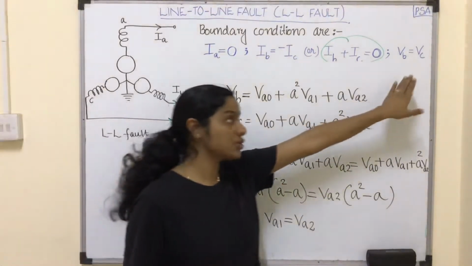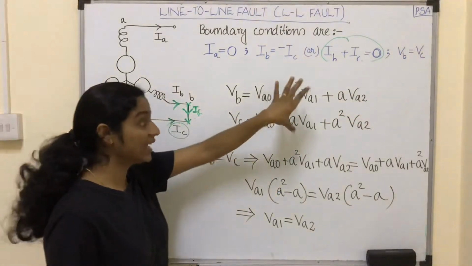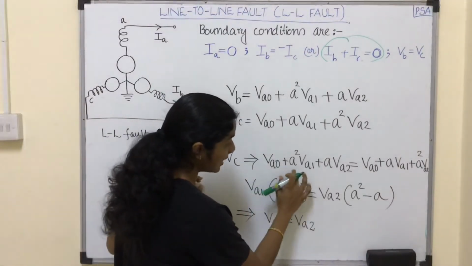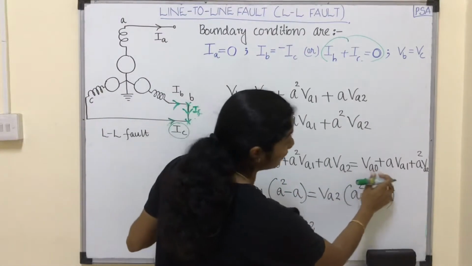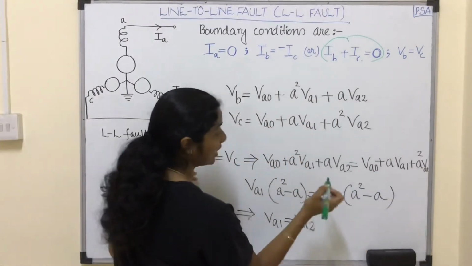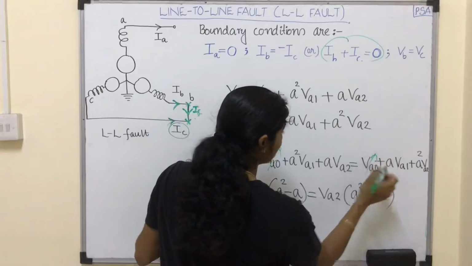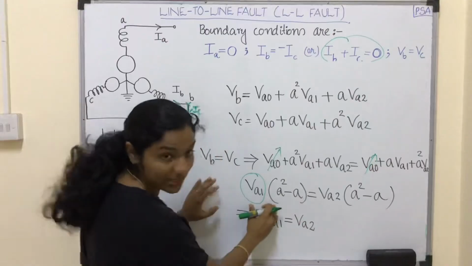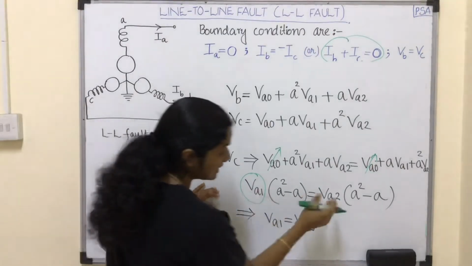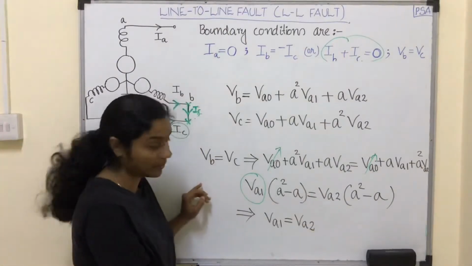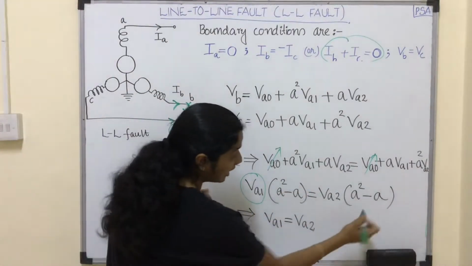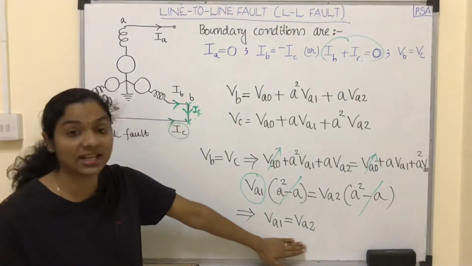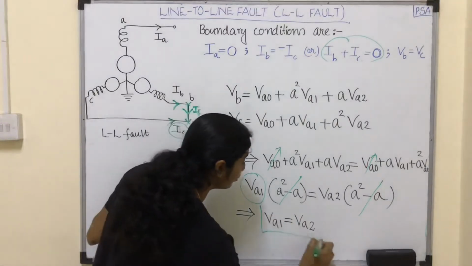Okay, with reference to this boundary condition, if I equate these two terms, VA0 plus A square VA1 plus A VA2 equal to VA0 plus A VA1 plus A square VA2, these two terms get cancelled. In the LHS of this equation I am taking VA1 as common, and in the RHS I am taking VA2 as common. As you can see, both the terms are equal, then both terms will cancel each other, and the remaining result is that VA1 is equal to VA2.